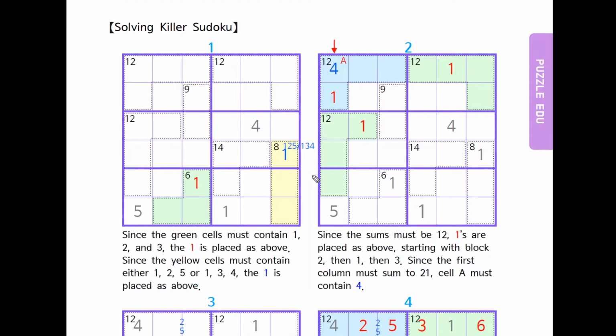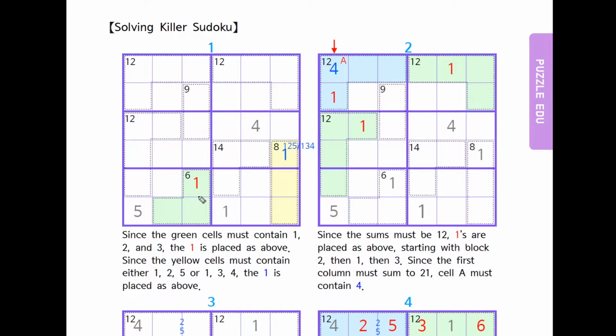In this first progression, the numbers in the green cells must sum to 6. The only 3 numbers from 1 to 6 that sum to 6 are 1, 2, and 3. We can't place the 1 in the bottom 2 cells due to the 1 in the last row, so the 1 is placed as shown here in red.